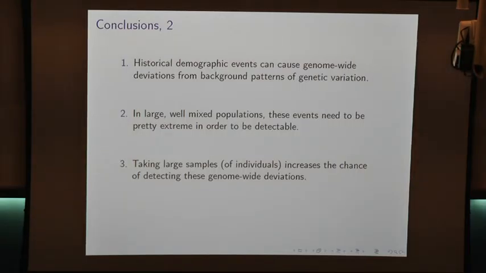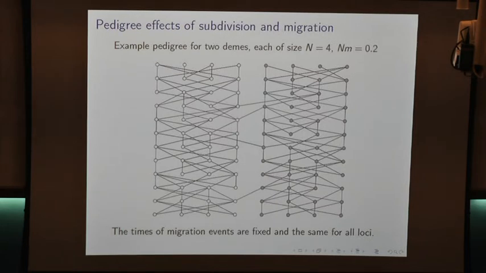So the conclusions of this last part are that these events, like demographic events in a large, well-mixed population, a large family or a selective sweep, have to be very dramatic in order to give a signature in the data. Nonetheless, maybe with large samples, we can pick them up with things like site frequency spectra.